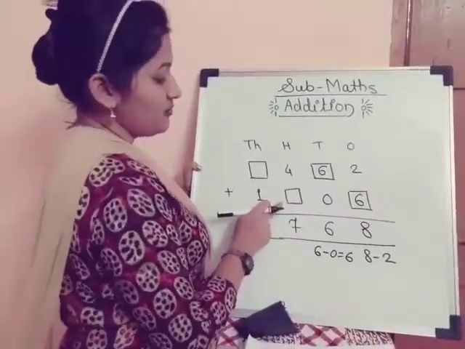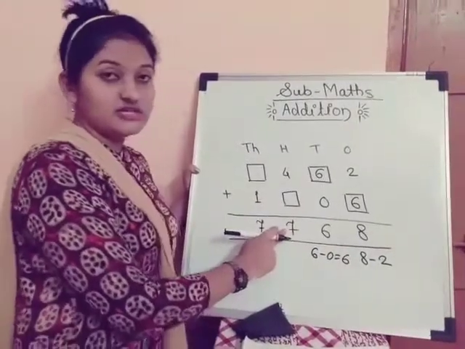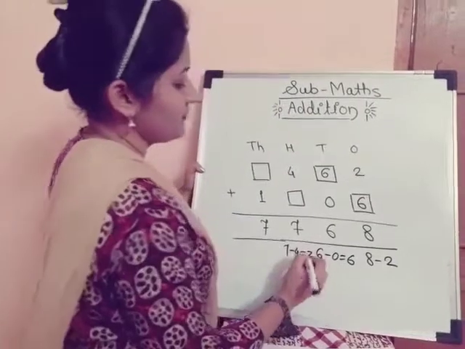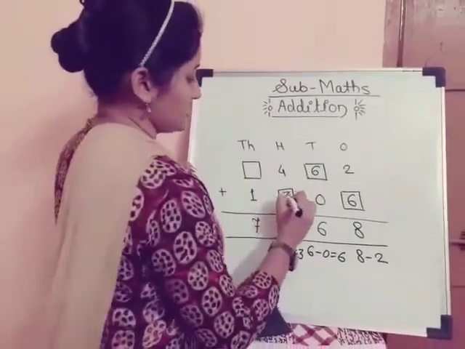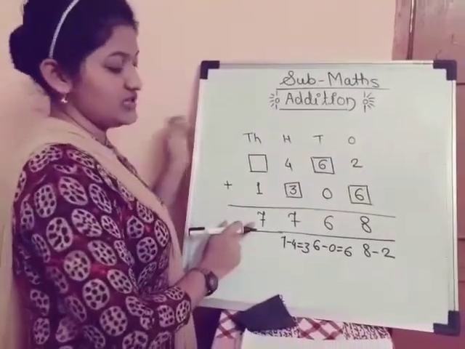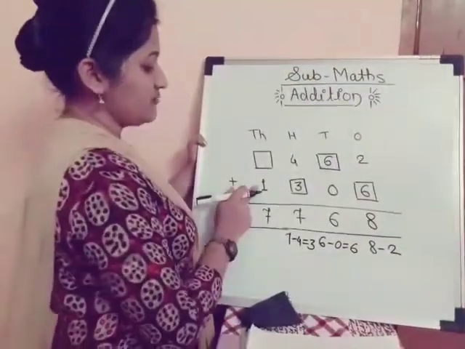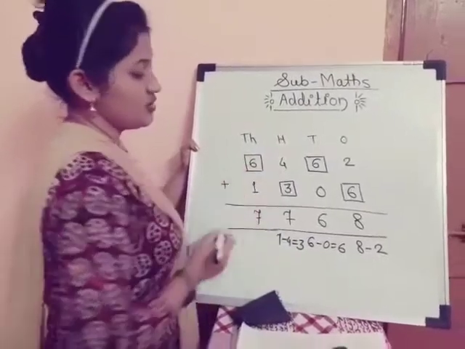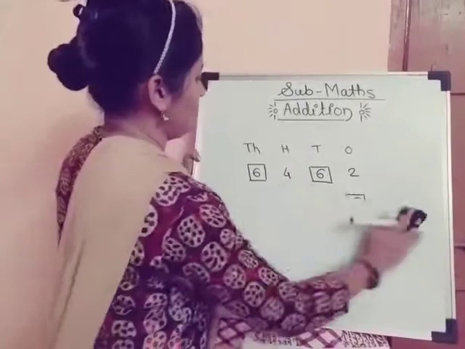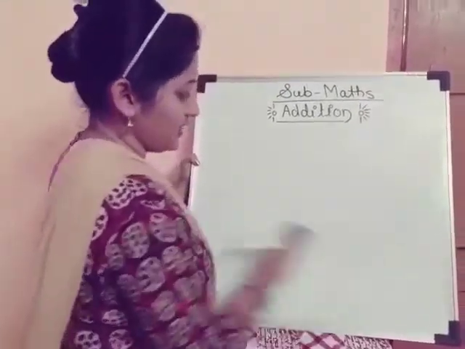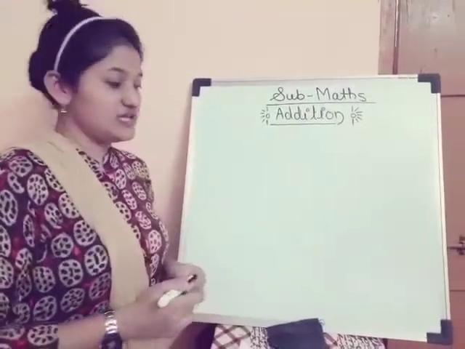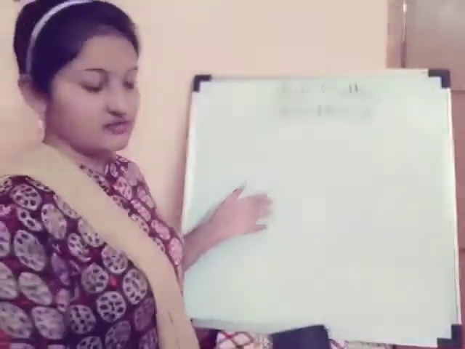Next is 4 plus which number will give you 7. Again you have to do the same. 7 minus 4 is equal to 3. So the digit is 3. And the last one is which number plus 1 is equal to 7. So 7 minus 1, 6. So the answer is 6. It means that when you have this type of question, fill in the missing number or find the missing number, you have to do the subtraction of the remaining 2 digits.